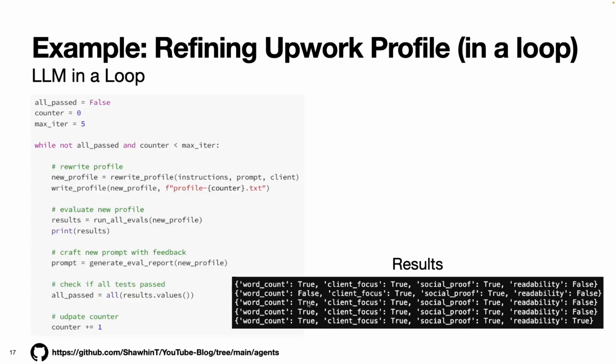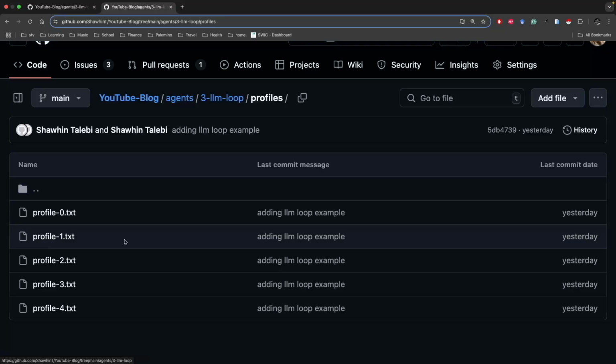And then it kind of figured out, okay, that didn't work. Let's try something else. It got the word count back, but still readability failed. And then again, readability failed. But then on the very last iteration, right before it got killed, all 4 evaluations passed. If you're curious, you can check out all 5 iterations in the GitHub repo.